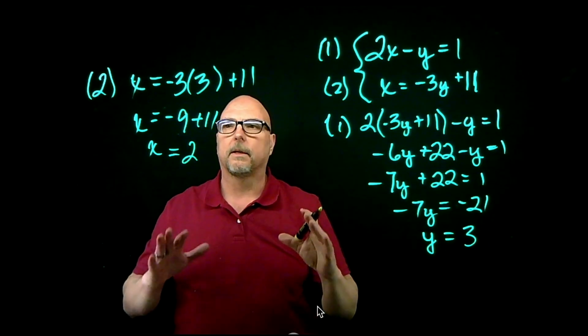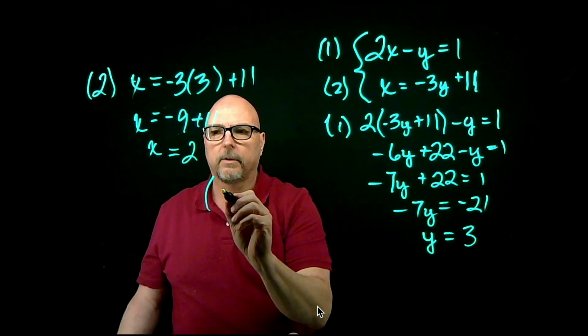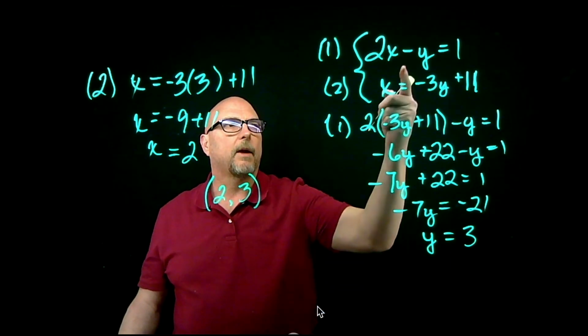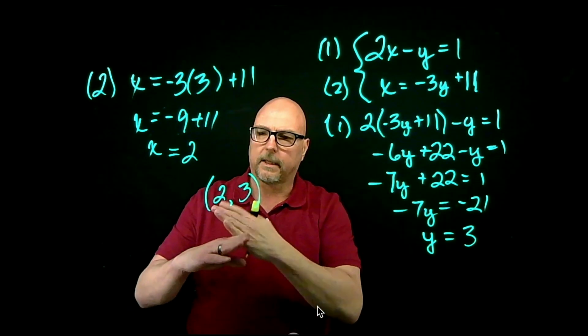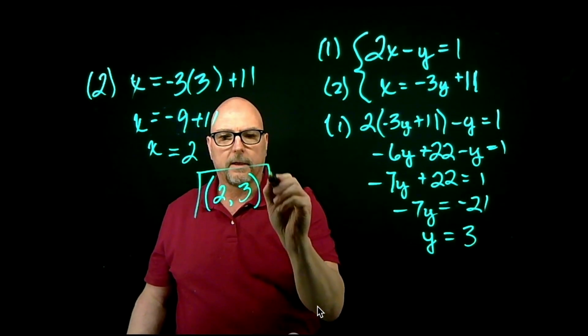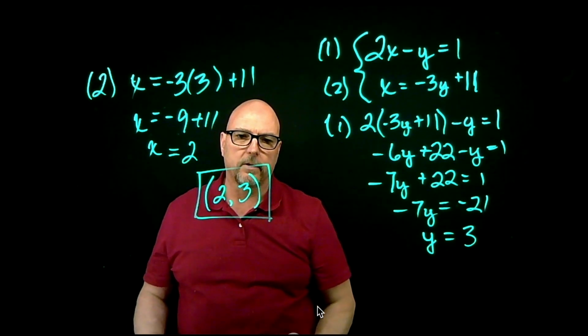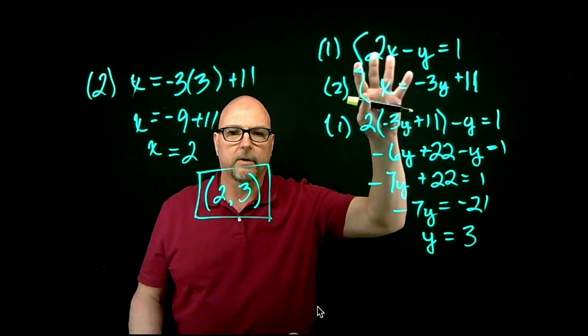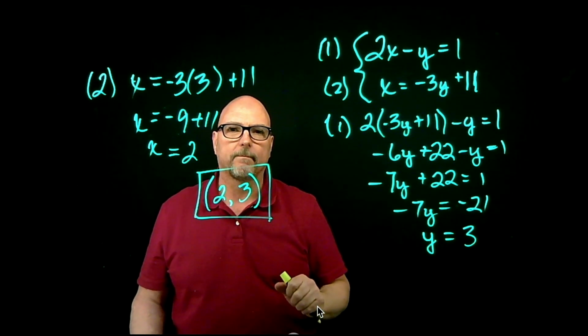That means this system has a solution. We would normally just write this as a point, because if I graph these two equations, they would cross at the point (2, 3). So that is pretty much all you have to do there. Let's look at another one, but we'll look at one where we might have to do some rearranging first, okay? Stay tuned.